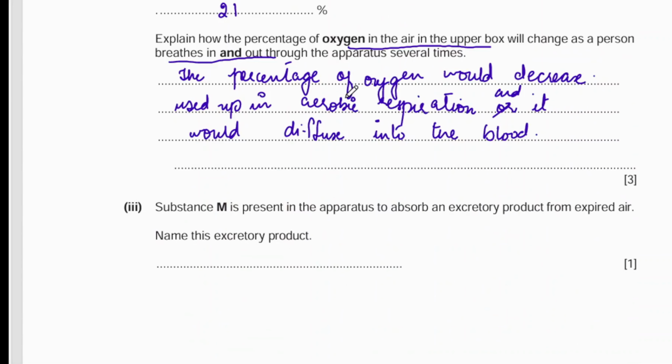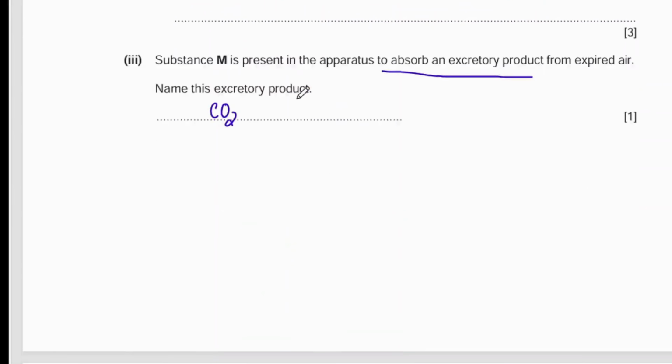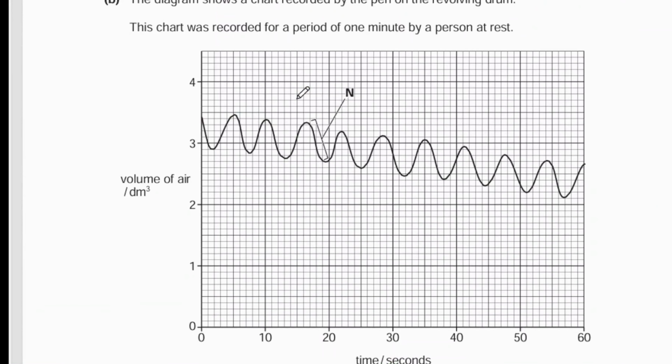Next part. Substance M is present in the apparatus to absorb an excretory product from the expired air. What is the excretory product of breathing? Carbon dioxide. Any waste is called an excretory product if it's a waste of a metabolic process. So respiration is a metabolic process, and the thing that is not used by our body is carbon dioxide. A graph is given and it gives you the volume of air, and the person is at rest.